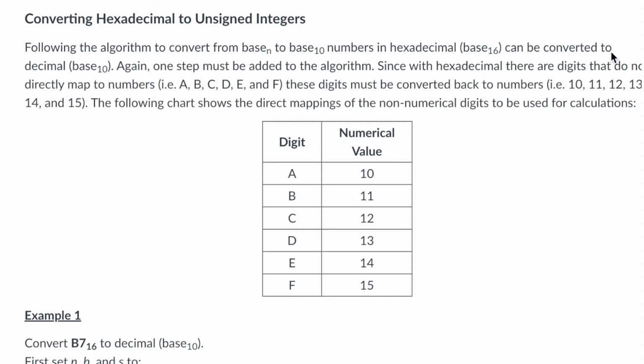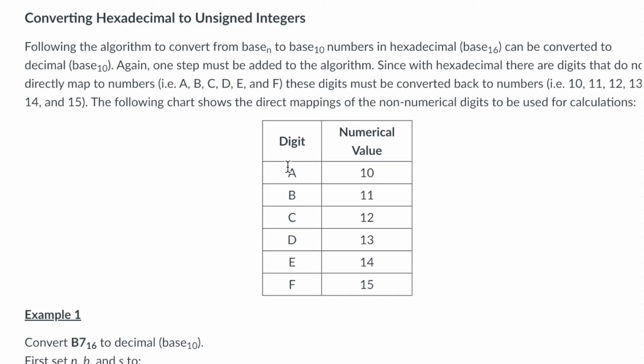And now let's talk about converting hexadecimal numbers back to unsigned integers. And one thing to note, we are going to have digits that are going to be characters from the alphabet. And when we do our math, we are going to need to convert these digits back to their decimal counterparts. So A will get converted to 10, B to 11, C to 12, D to 13, E to 14, and F to 15.